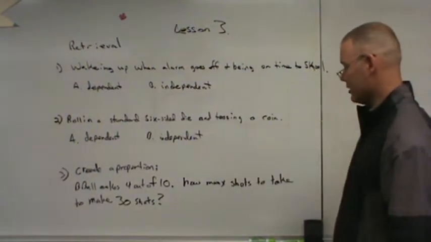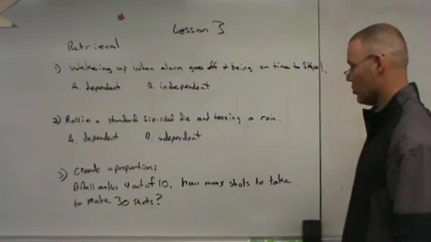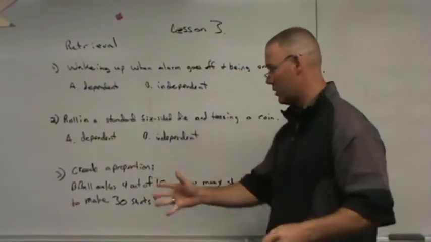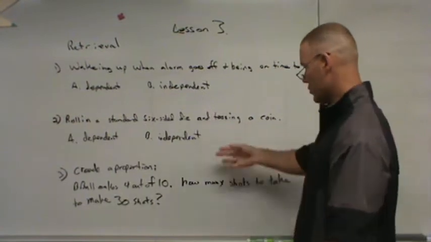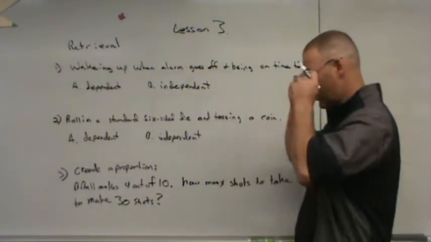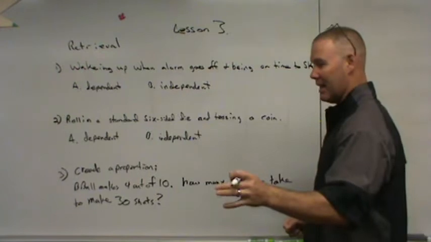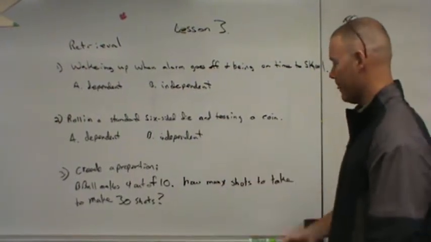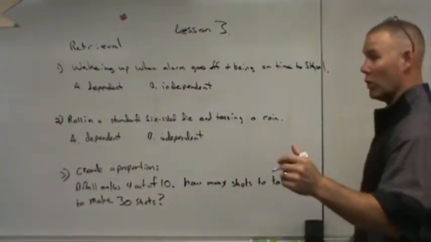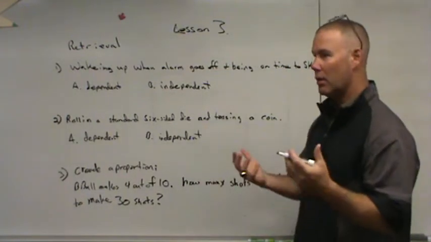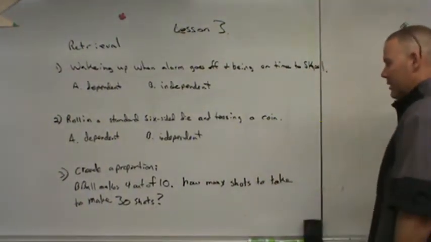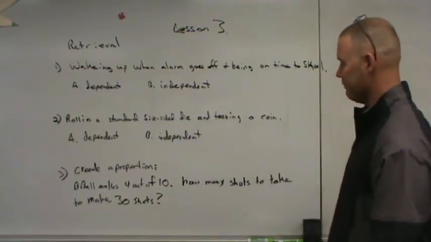2, rolling a standard 6-sided die and tossing a coin. So I'm rolling a die and I'm tossing a coin. Do those sound like independent events or dependent events? Well, those would be independent events because rolling a die has no effect on you flipping the coin. If we were rolling a die and getting a 1, and then rolling a die again and getting a 4, something like that might change that.